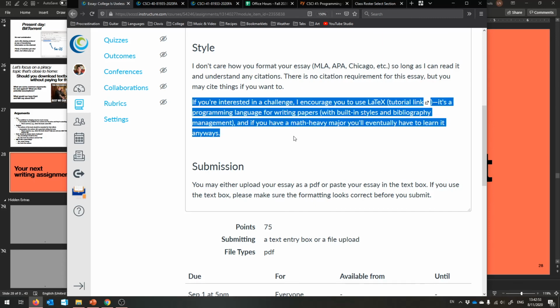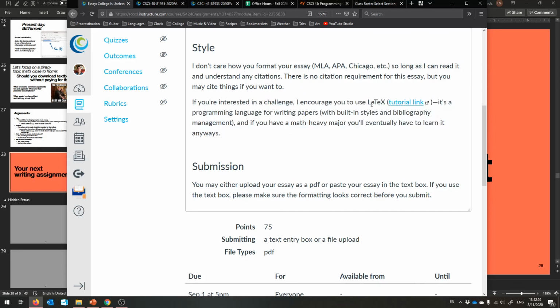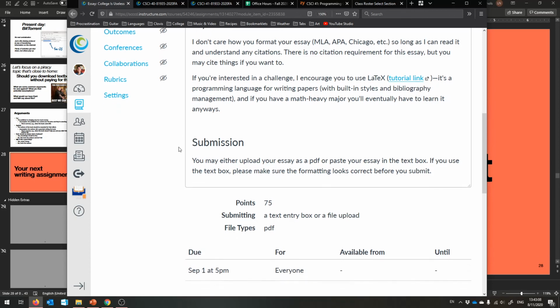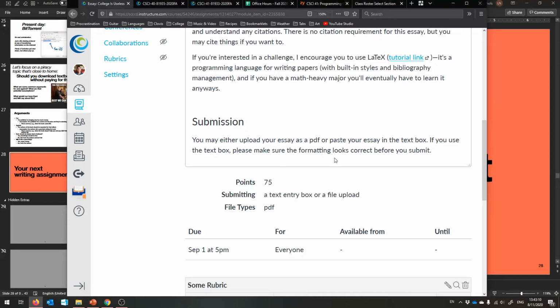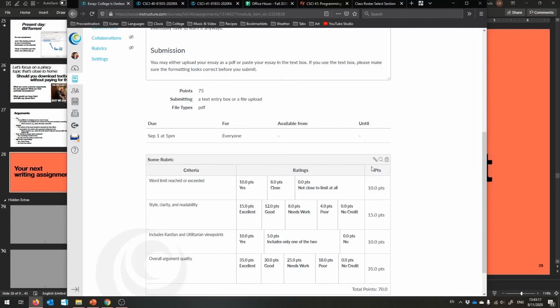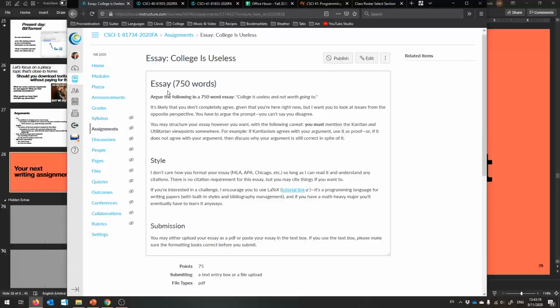And then you can read this if you're interested in a challenge. This is going to be very helpful if you're in math or physics or computer science, like a math heavy major. You'll eventually have to learn this document, this programming language for writing papers. And yeah, turn your essay in as a PDF or just paste it in the text box. But if you do copy and paste, just make sure it looks normal after you do that. So yeah, that is your first larger essay. I guess your second real essay. So good luck with that, and I will see you in the next lecture.